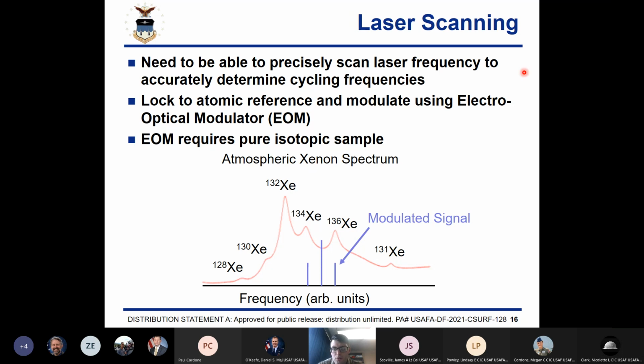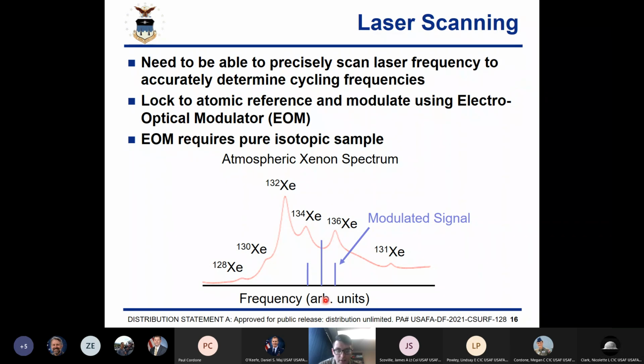Moving on to laser scanning. The reason this is important is if we come across some peak that corresponds to a cycling frequency, we need to be able to pinpoint it at a specific location and frequency in order for that information to be useful. The 2 things we need to do that are, first, an atomic reference which we can treat as a 0 point, and second, a way to scan the frequency of our laser relative to that 0 point. For the first, we'll be using Xenon 134, whose cycling frequency is known. And for the second, we'll be using an electro-optical modulator, or EOM.